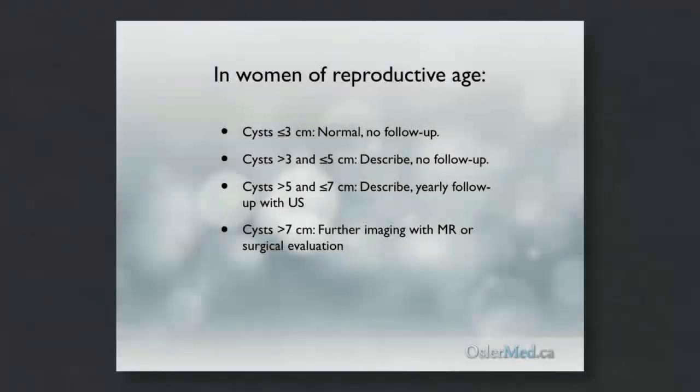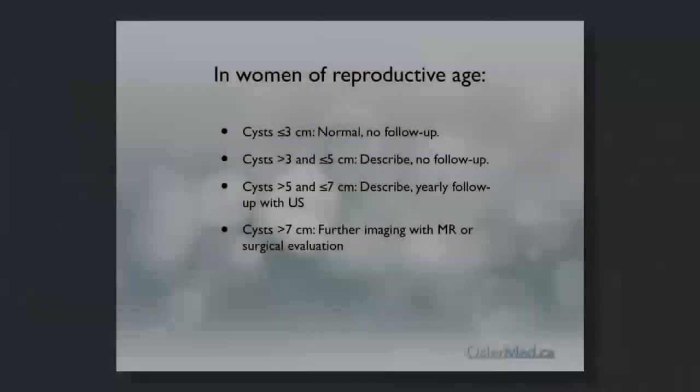So in women of reproductive age who are asymptomatic, and this refers to simple cysts, if they are less than or equal to 3 centimeters in greatest dimension, it should be considered a normal finding and a recommendation for no follow-up. If the greatest dimension is greater than 3 centimeters and less than or equal to 5 centimeters, the cyst should be described in the report, but again, no follow-up recommended.